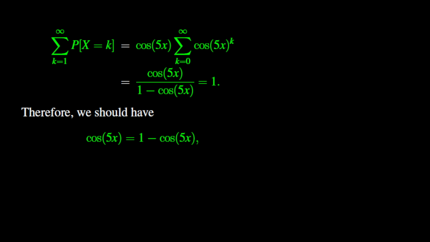This is in fact a geometric series with ratio equal to cosine of 5x. As a result, the sum of all probabilities is then equal to the fraction cosine of 5x over the quantity 1 minus cosine of 5x. Consequently, we should solve the equation cosine of 5x equal to 1 minus cosine of 5x. This equation is equivalent to the equation cosine of 5x equals 1/2. The final solution is x equal to pi over 15.